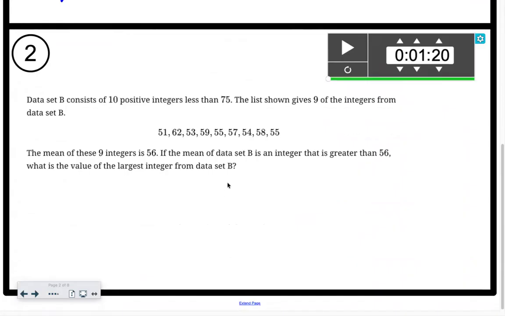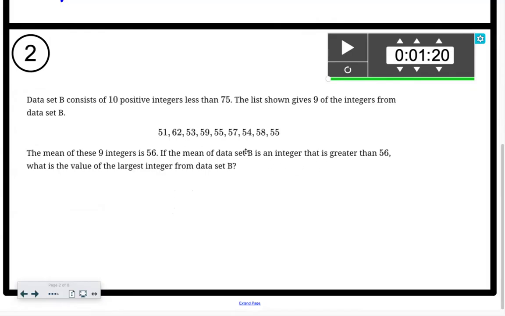All right, on to number two. So data set B is 10 positive integers less than 75, and the list shown gives nine of the integers. Okay. And the mean of these nine integers is 56. So they're just kind of helping us out there. And the mean of the data set B is an integer greater than 56.